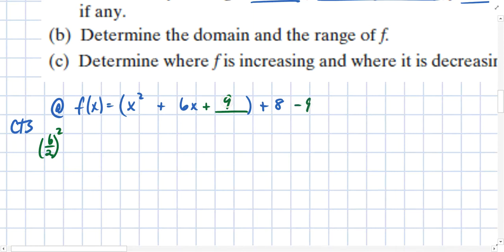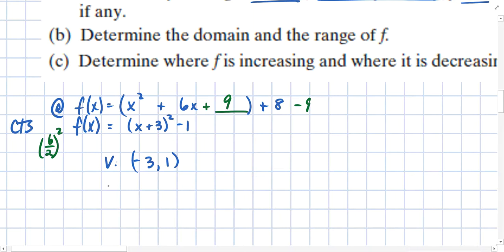Not 18 this time, but just 9, because there is no multiplier outside of this grouping symbol. I also recognize that this square trinomial can be rewritten as x plus 3 twice, and 8 minus 9 is -1. So if our function f of x is equal to the quantity of x plus 3 squared minus 1, then that tells me that the vertex is located at negative 3, comma negative 1.